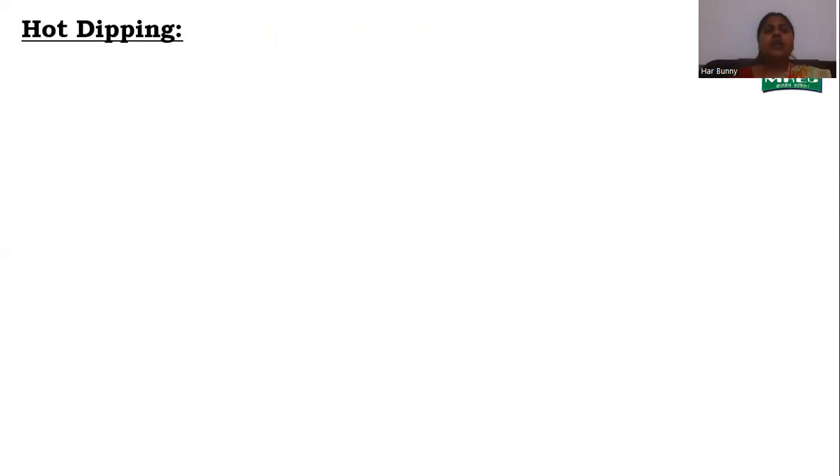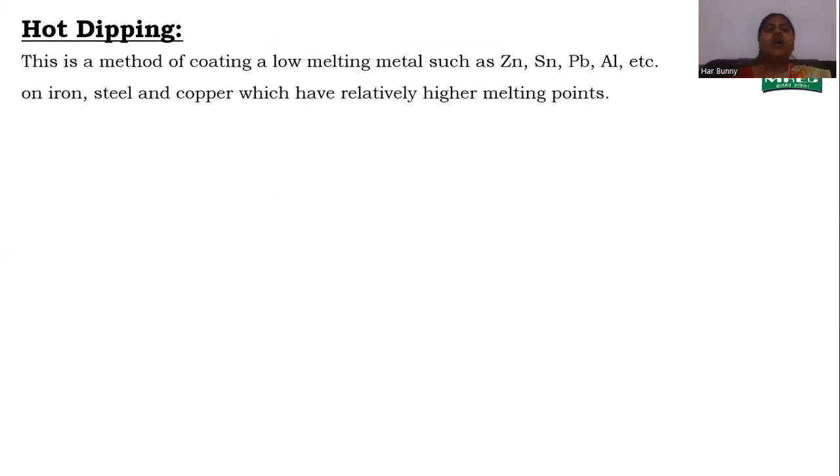So coming to hot dipping. Hot dipping is a method of coating a low melting metal such as zinc, tin, lead, aluminium, etc. on the surface of iron or steel, which is relatively higher melting. So hot dipping is nothing but, to protect the iron metal, we coat it with a lower melting point metal like zinc, tin, lead, aluminium.